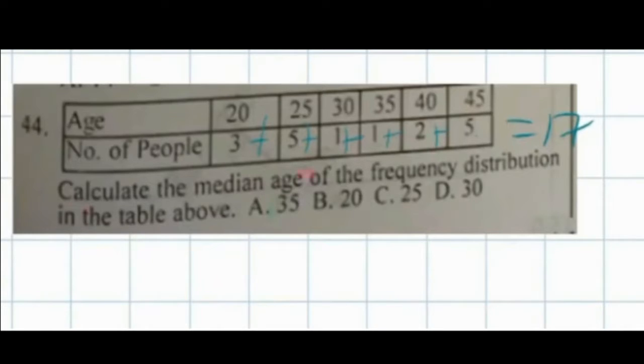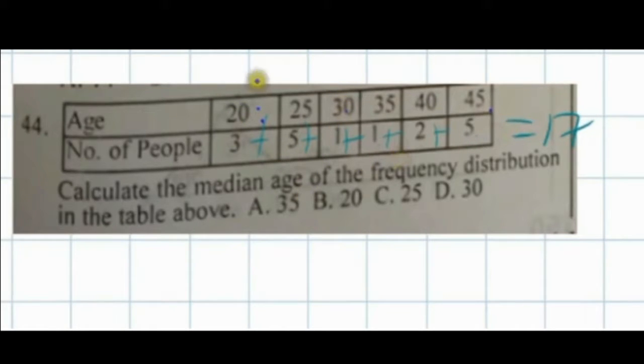Question 44 wants us to calculate the median age of the frequency distribution in the table above. So basically it just wants us to find the median. So we have to list these numbers out in order from least to greatest, and that's actually fairly easy to do with the way that they've presented us with the information. So they've already listed it in least to greatest.